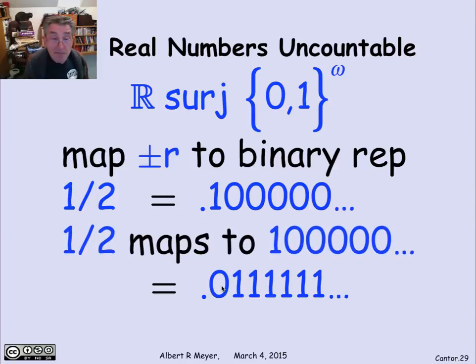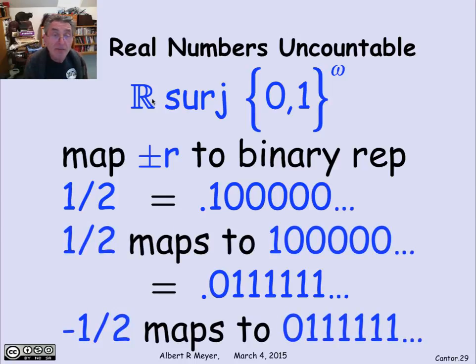Well, how about using minus a half? It's there, and that's part of R. So I'm just going to map the negative numbers to the version of the expansion that starts with zero and has an infinite number of ones, and the positive one that ends with an infinite number of zeros. And otherwise, I'm going to map plus and minus numbers to the same place. So this is going to give me the needed surjection from R to the infinite binary sequences. And by our previous lemma, that implies, sure enough, that the real numbers are uncountable.